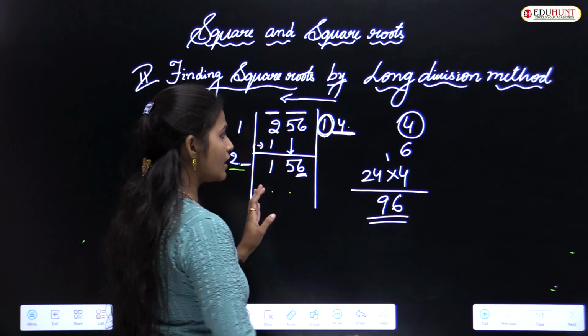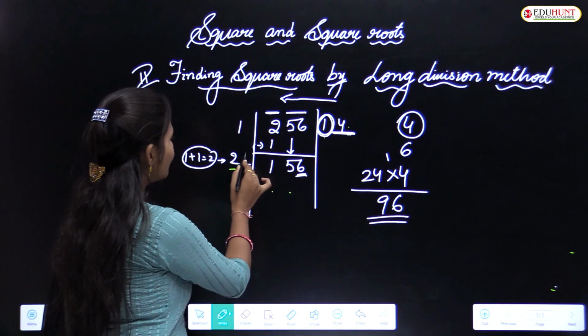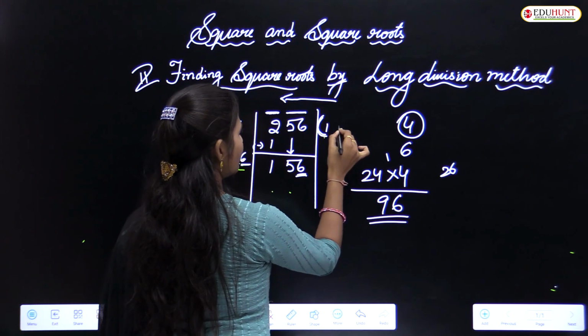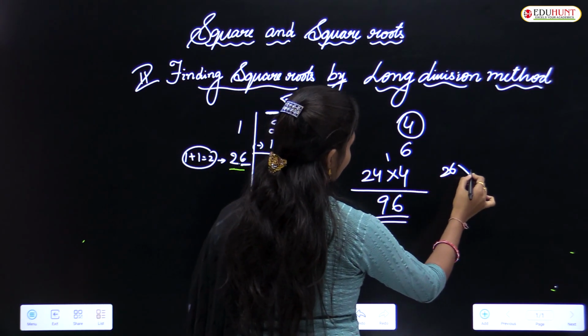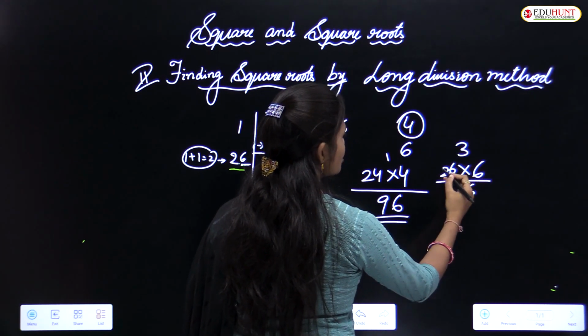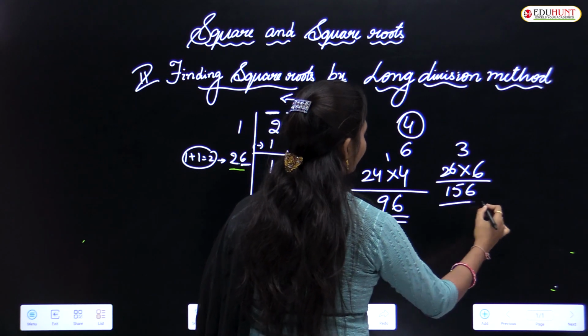Another possibility is also there, so check that. Here I am going to keep that 6. So 26, the same number you have to keep here. So take that 6. 6 6s are 36, 6 2s are 12, 12 plus 3 is equal to 15.